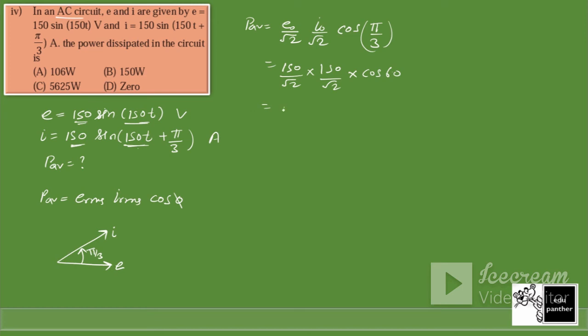So 150 into 150 is 22,500, and the denominator is 4 because 2 root 2 gives 4. When you divide this, you will get the answer near about this one. Since it is 22,500, definitely divide by 4, so it will come to around 5,600, that is 5625 watt. So this will be the answer.